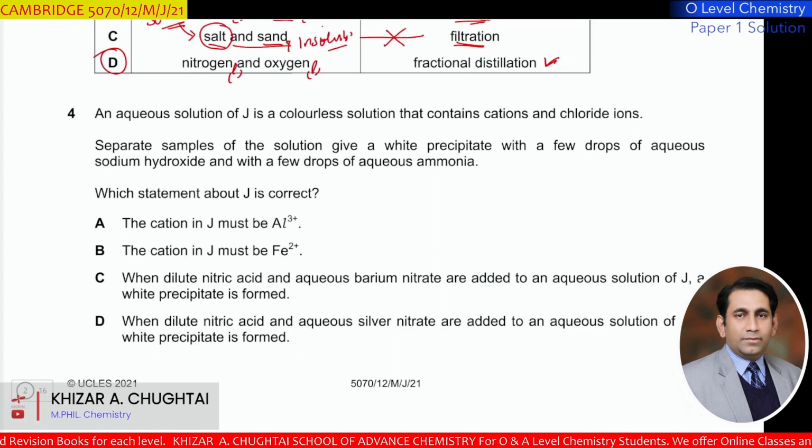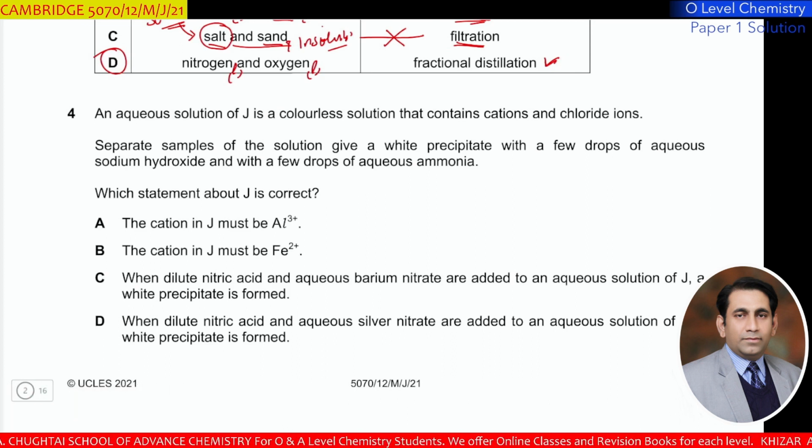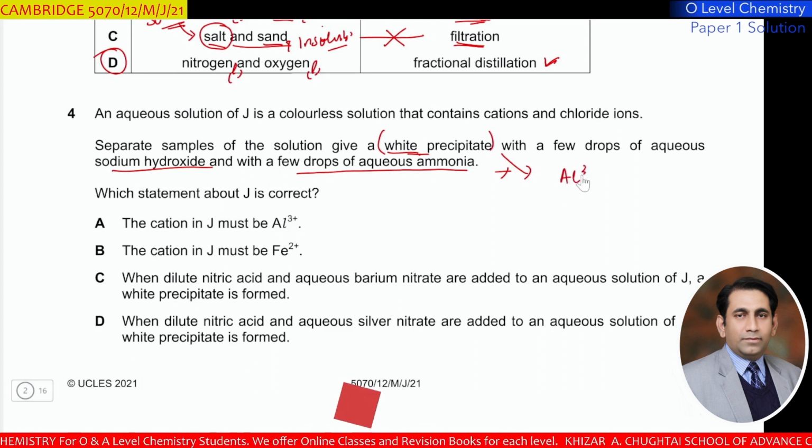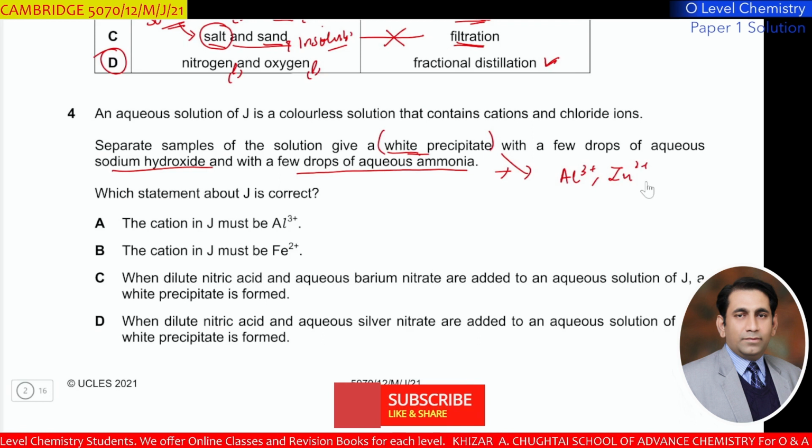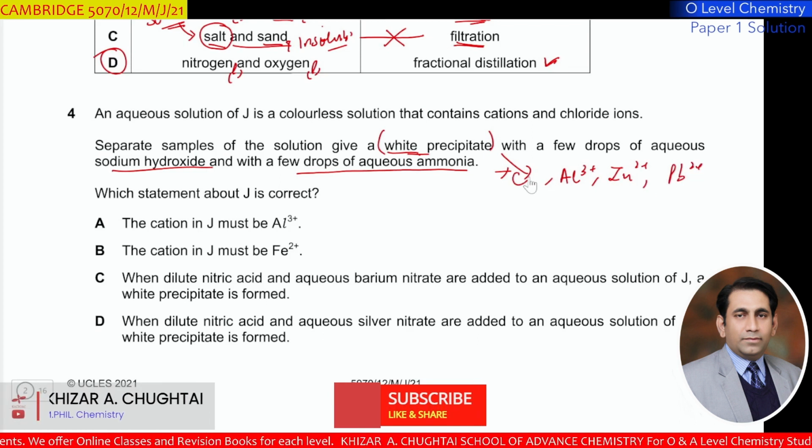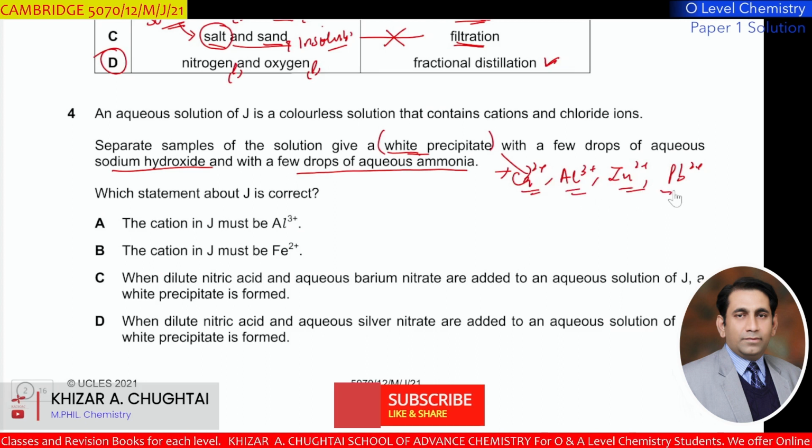Question number 4. An aqueous solution of J is a colorless solution that contains cations and chloride ions. Separate samples of the solution give a white precipitate with a few drops of aqueous sodium hydroxide and with a few drops of aqueous ammonia. Which statement about J is correct? The formation of a white precipitate indicates the presence of the aluminium 3 positive ion, or it may be the zinc 2 positive ion, or the lead 2 positive ion, or the calcium 2 positive ion, and so on. Let's see it further.